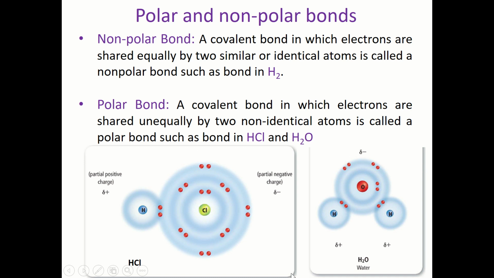Okay, so let's repeat this one more time. So I have equal sharing, unequal sharing, polar bond, a non-polar bond. The equal sharing produces a non-polar bond, and the unequal sharing produces a polar bond. An example of equal sharing and a nonpolar bond is O2 and N2. An example of unequal sharing and a polar bond is H2O and HCl and so on.